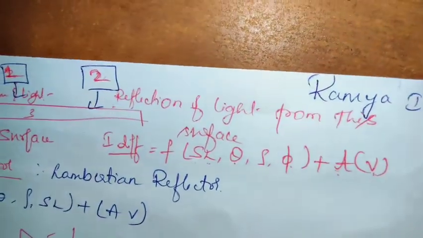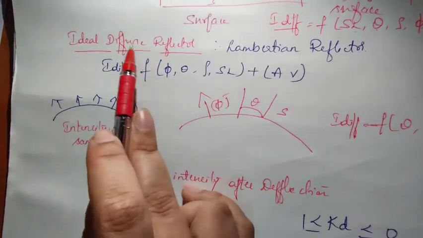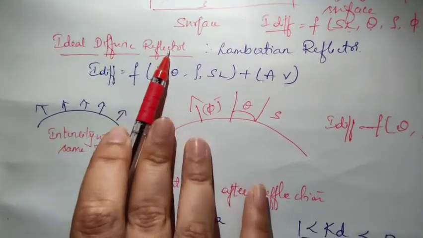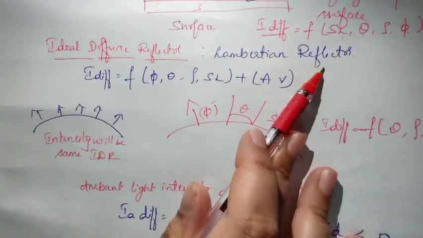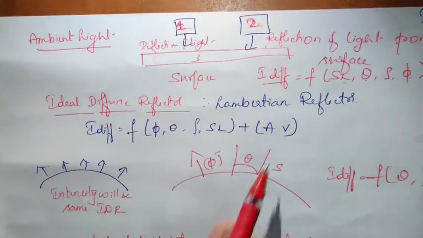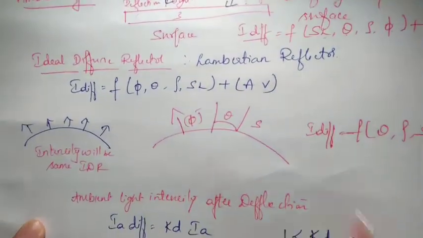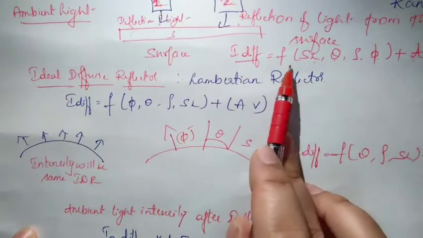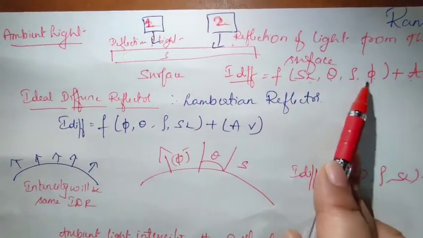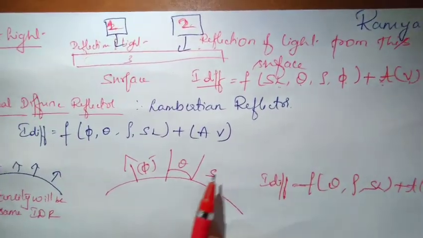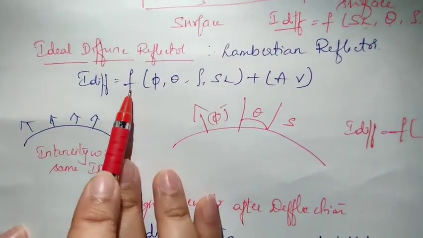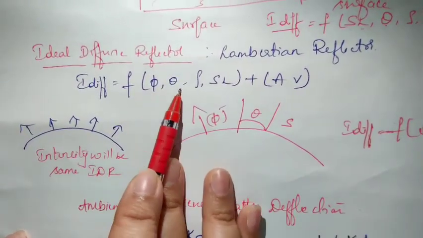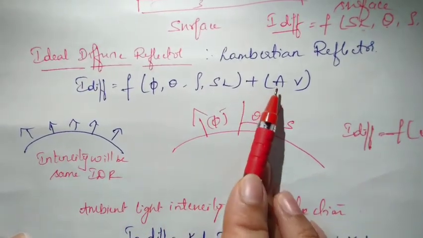Okay, very simple. The next is the ideal diffuse reflector. This ideal diffuse reflector is also called the Lambert reflector. The formula for the diffuse reflector we have already studied: a function of SL, theta, rho, pi plus AV. The same thing applies for the ideal diffuse reflector, which is a function of pi, theta, rho, SL plus ambient light.